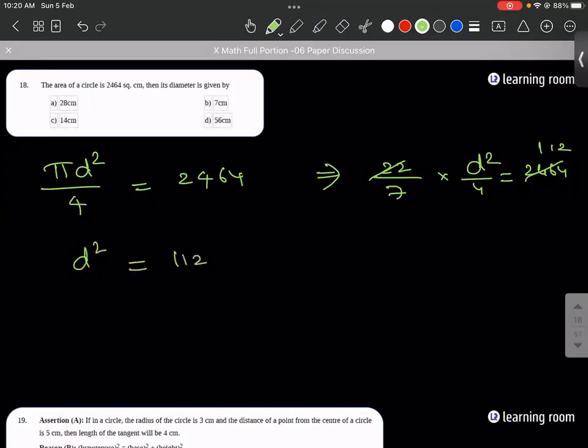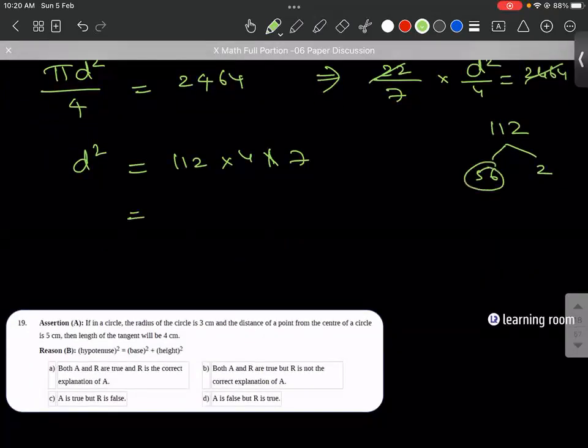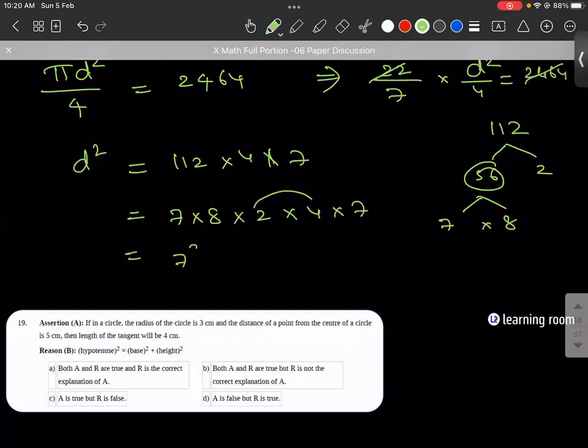So d square is equal to 112 into 4 into 7. See, I'm not in a hurry to multiply. What I'll do is for 112, I'll try to find out the factors. One of the factors I'm able to see is 56 into 2. So 56 again, I can write it as 7 into 8. So 7 into 8 into 2 is what is 112 into 4 into 7. See, 4 into 2 is 8 again. So 7 square into 8 square is d square, which implies d will be equal to 7 into 8, which will be 56 centimeter. Is that clear?